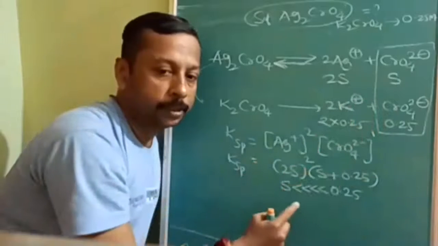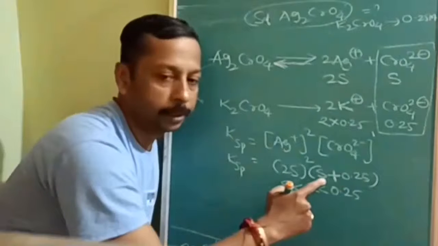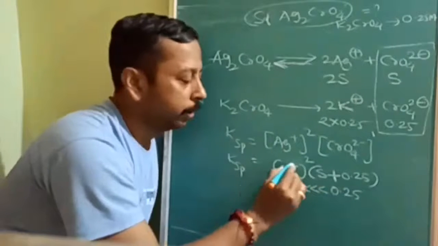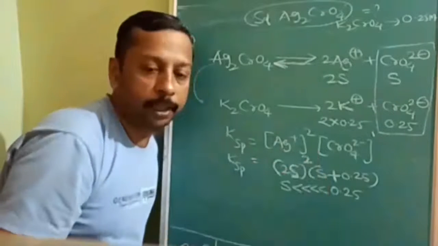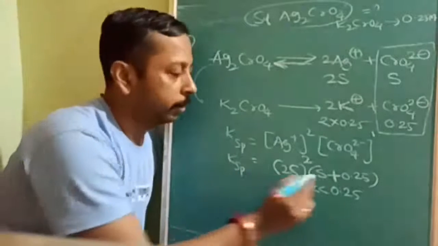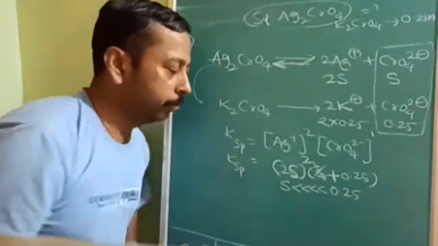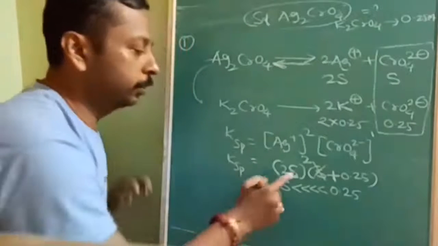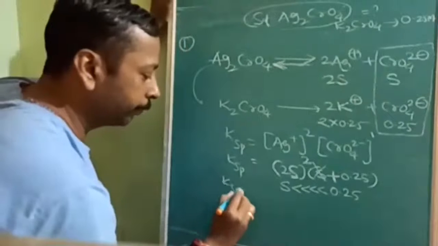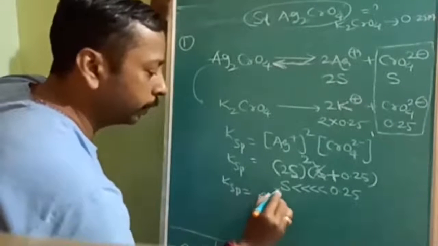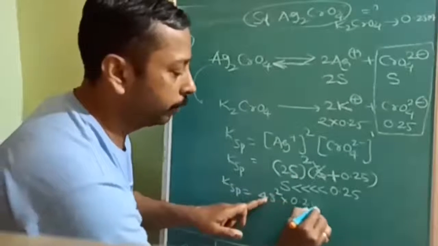Okay. So once it is in the plus, we can neglect this S, not this one. Why can we not neglect it if squaring is there, if multiplication is there? We cannot neglect the small things. So I am neglecting this. Now my intention is to find out the S value. So this KSP is equal to 4S square into 0.25.